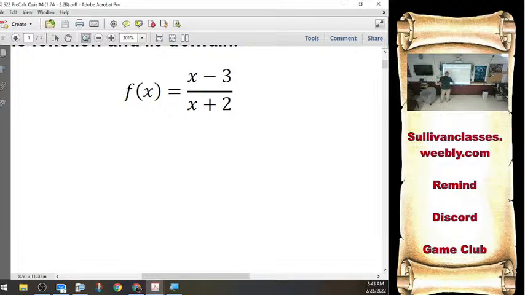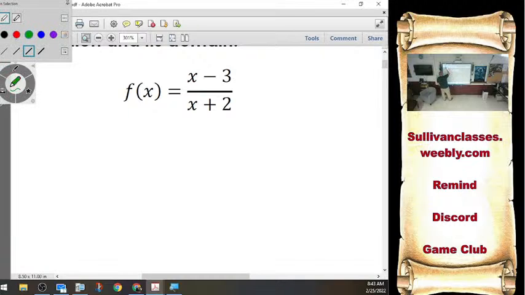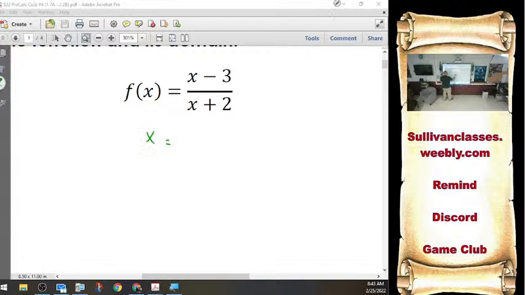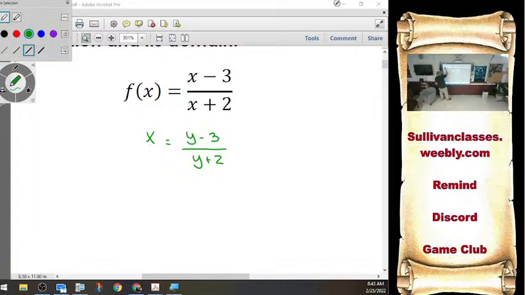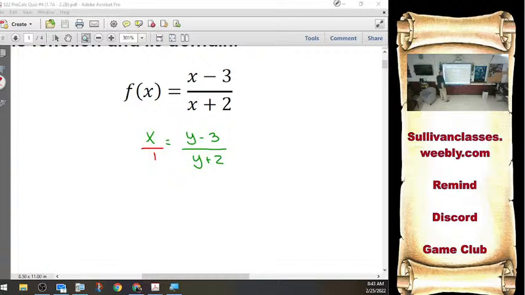Swap x and y. F of x gets me the rule, gets me the y, so I can replace this with the y, and then I'm going to swap those. X is y minus 3, y plus 2. I cross multiply or multiply both sides by y plus 2, whatever your jam is. When I do, I'm going to distribute. That's xy plus 2x is y minus 3.